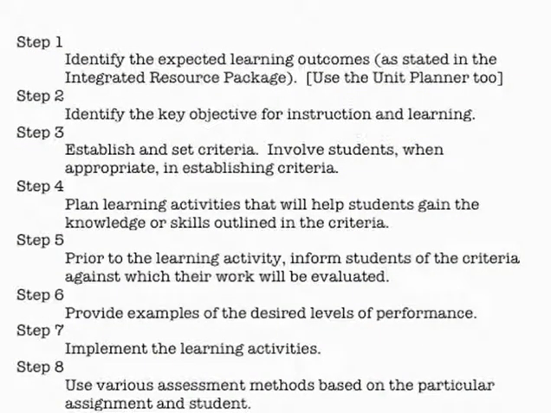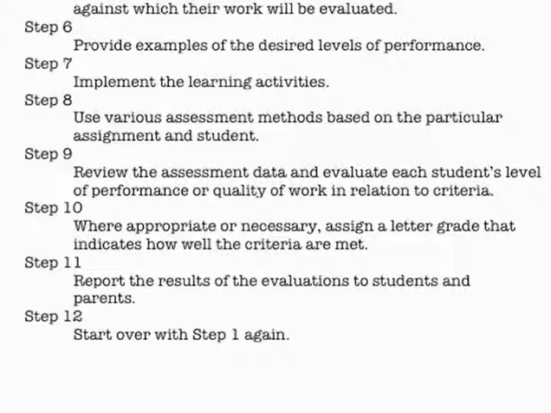The first thing I did was look in the IRPs and I found an 11-step program. I added an extra step, making it 12 steps. We'll get into that in a moment. But basically the first few steps talk about identifying objectives and setting criteria with kids, making the learning visible, making it explicit, not keeping it hidden or secret. Steps 4, 5, and 6 talk about planning the activities, showing kids different levels of performance, and getting them going on that. Then, using the marking guides in step 8 to assign. Step 9, reviewing the assessment data, evaluating each student's level of performance according to the criteria that we talked about. And 10 and 11 talk about reporting those results.